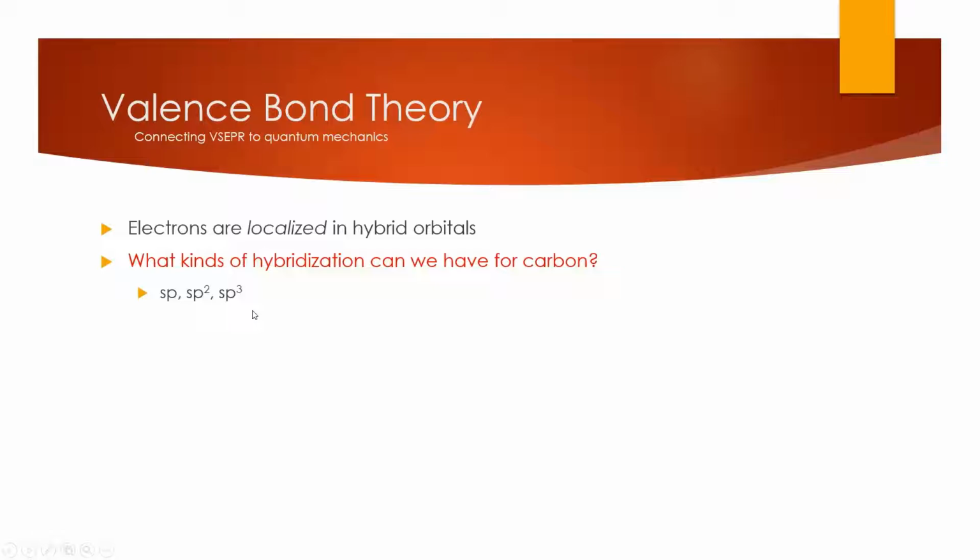So essentially what we're doing here is taking linear combinations of s and p orbitals, adding them together, and getting new hybrid orbitals. And you'll be familiar with this from organic chemistry. These orbitals are going to point in different directions.